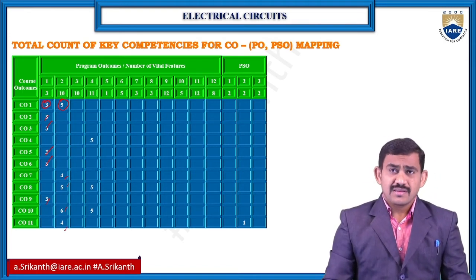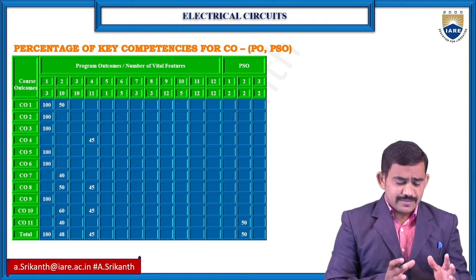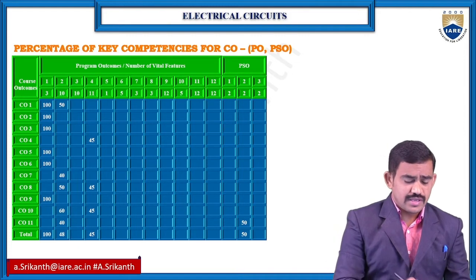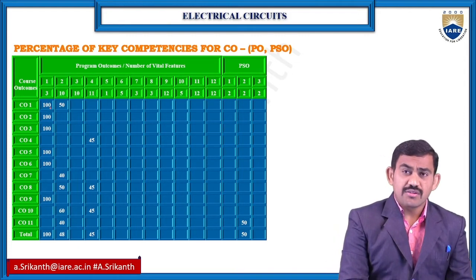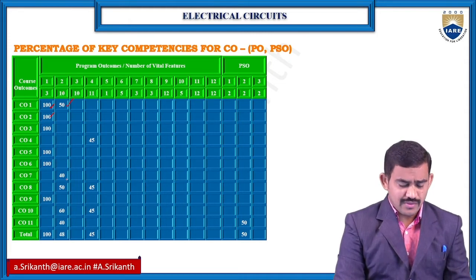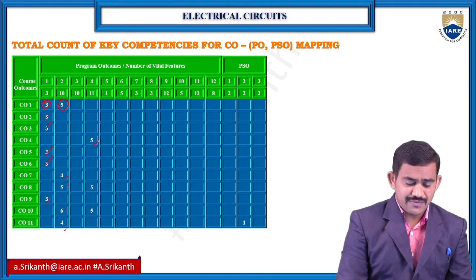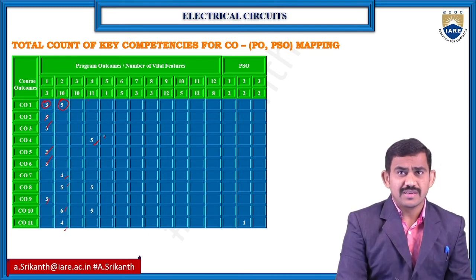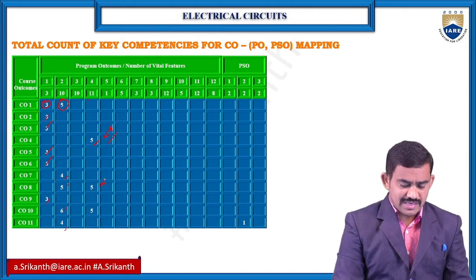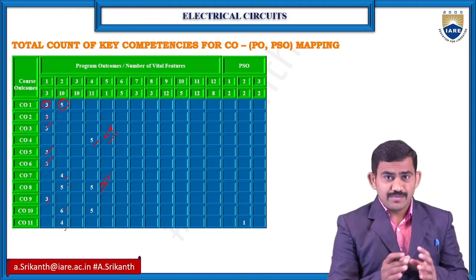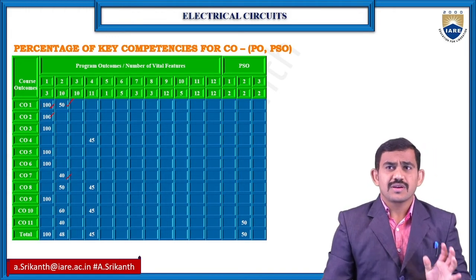Then we need to calculate the percentage, how much percentage we have from each course. Here we have 3 out of 3, so 100. Here 5 out of 10 we have 50, 4 out of 10 we have 40. Just get it. 5 out of 11 means we have 45.45. Again 5 out of 11 means 45.45. So this is how much percentage we get from those CO and PO mappings. Okay, so this is about percentage.